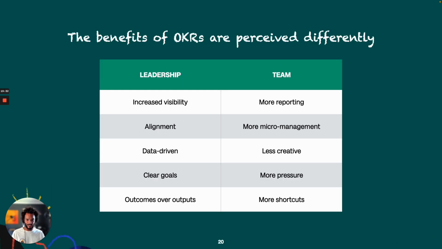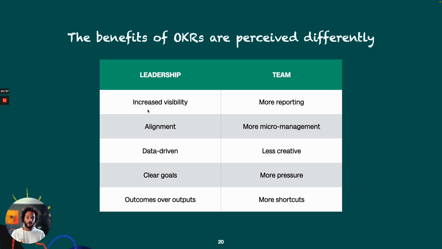Usually this is what I see happening. You're in leadership, and so for you it feels amazing. You're like, oh, I'm going to get better visibility. I have 6 to 10 teams to look at. It's going to be much easier to align people. It's data driven. There's a clear set of goals, and this outcome driven thing that everybody is talking about, this is us making a great step toward that.